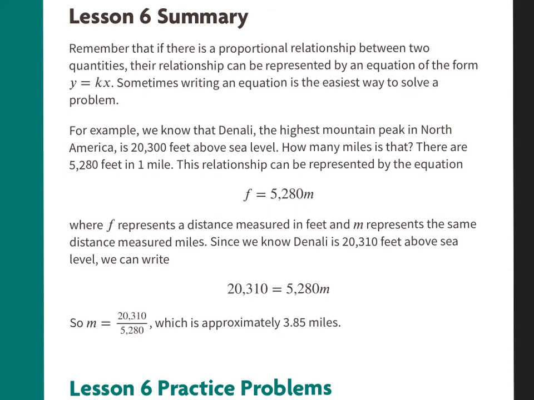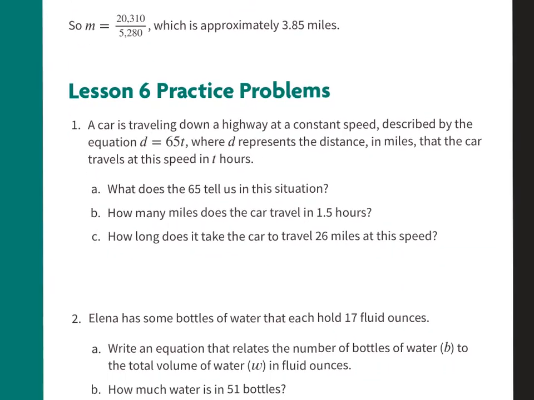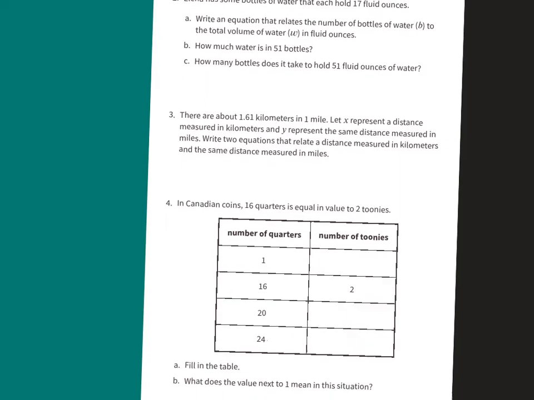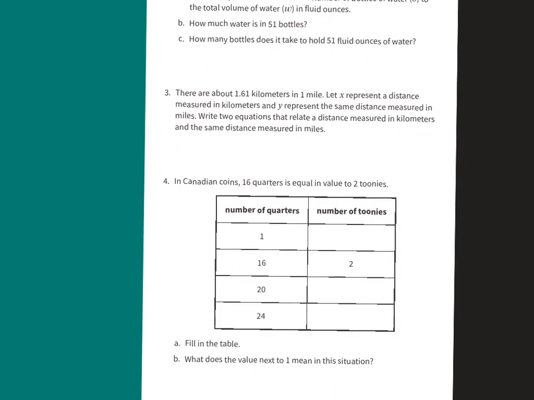On your assignment, it's question 4 in the book and question 1 in the book. So number 4 is question 1 on Canvas. Number 4 says, in Canadian coins, 16 quarters is equal to 2 toonies. So I need to find the constant of proportionality using these two things. So I'm going to go 2 divided by 16, and I'm going to get some decimal. Okay? I'm going to take that decimal and multiply it by 1, by 20, and by 24, and put the answers here. Okay?